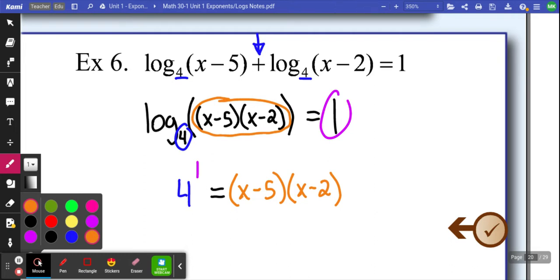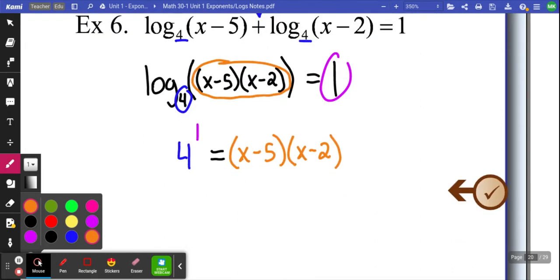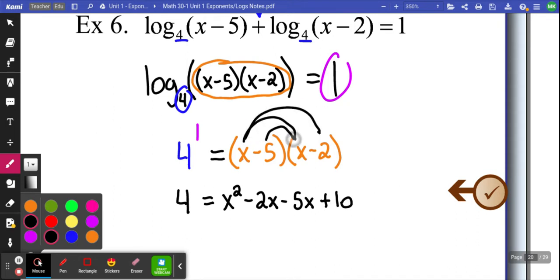My problem with this one versus the last one is I have multiplication happening. So to solve x, I have to expand it. That means I need to distribute. When I distribute, you should get on the left-hand side, 4 to the power 1 is still 4. You should get x squared minus 2x minus 5x plus 10, right? I distributed everything.